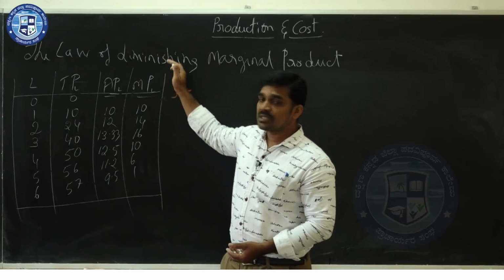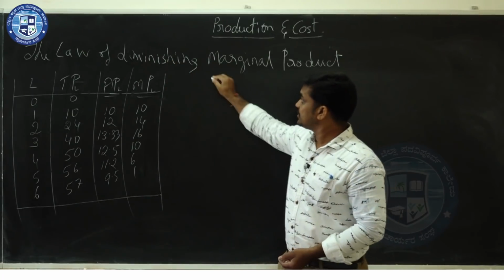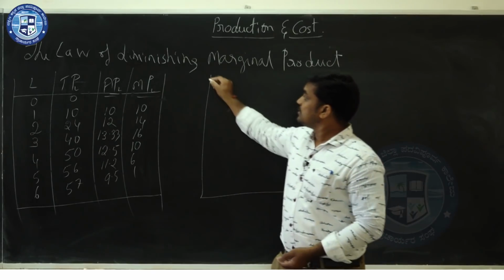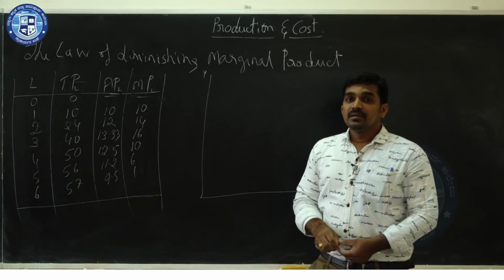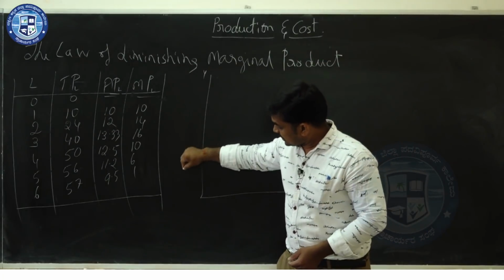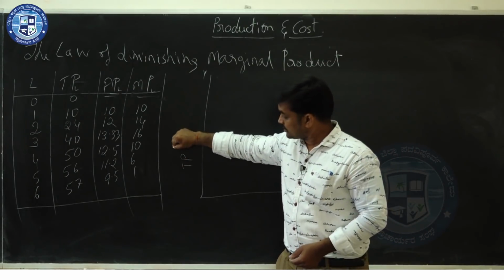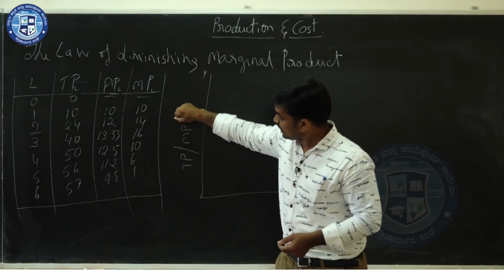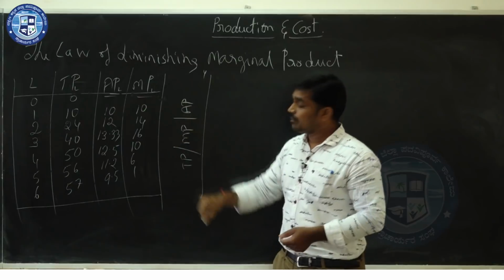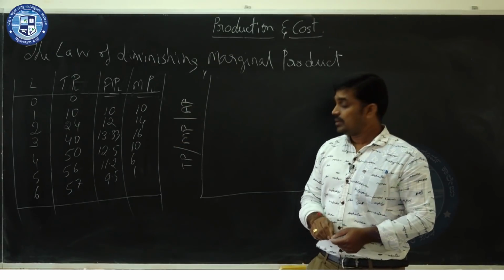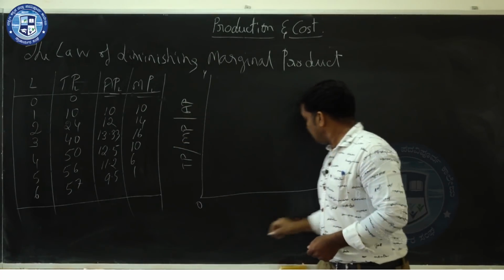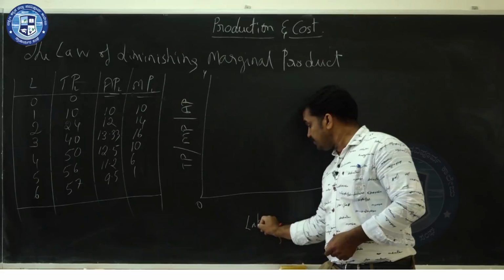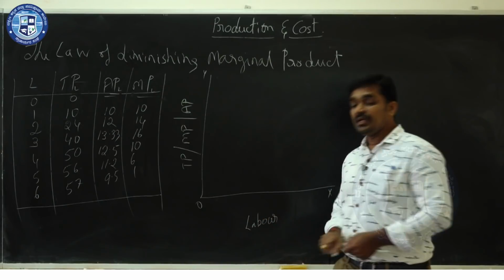We explain this concept with the help of a diagram. In the diagram, we have an x-axis and a y-axis. Sorry, in the y-axis we represent TP, total product. Then we represent MP and AP. In the x-axis, the horizontal axis, we represent units of labor.